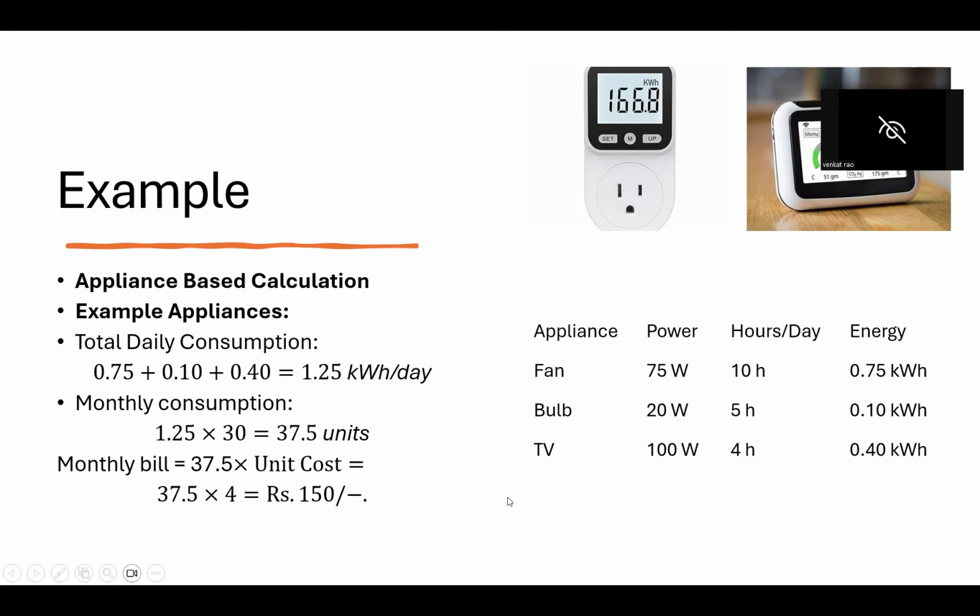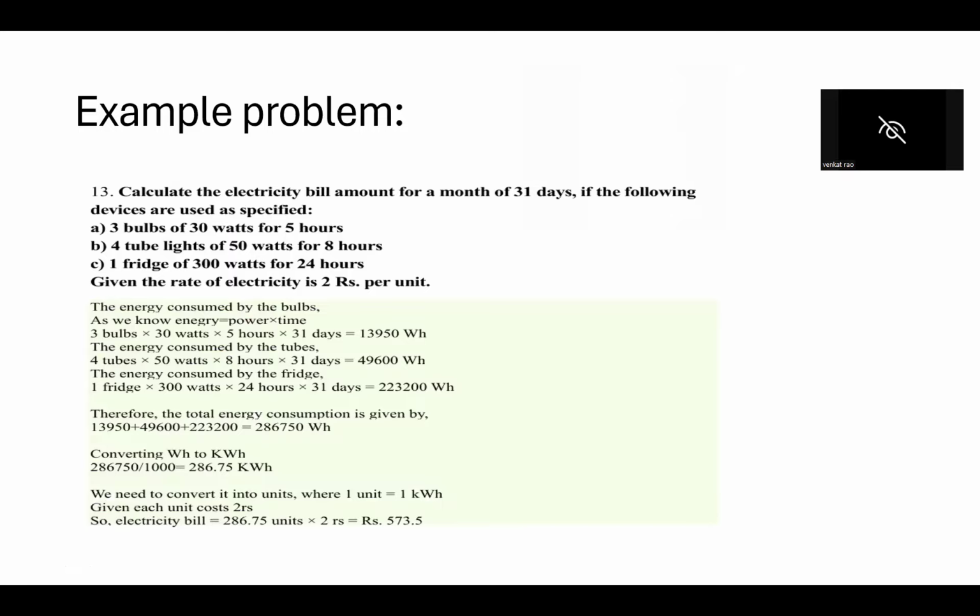Now we will see a more realistic example with calculations, which is the most important from the examination point of view for basic electrical subjects. Calculate the electricity bill amount for a month of 31 days if the following devices are used as specified. First, A: three bulbs in our house, each of 30 watts, used for 5 hours. What is the meaning of this? There are three bulbs in the house, each bulb has a power rating of 30 watts, and each bulb is used 5 hours per day.